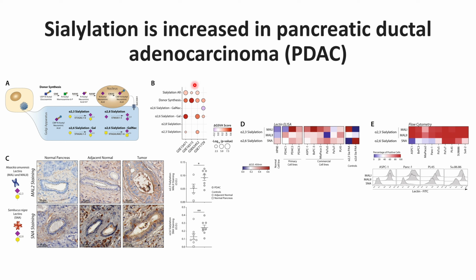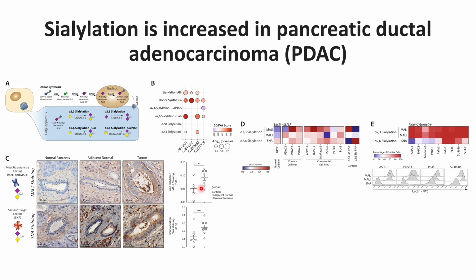To further validate these results from the gene set enrichment analysis, they also did staining of the pancreas of patients affected with PDAC, with the help of two lectins, MAL2 and SNA. Staining with MAL2 will help us know the alpha 2,3 sialic acid, and staining with SNA will help us know the alpha 2,6 sialic acid. We can see that compared to the normal pancreas, the tumors have more staining of MAL2 and SNA. So this indicates that tumor cells have more sialic acid formation compared to the normal pancreas.